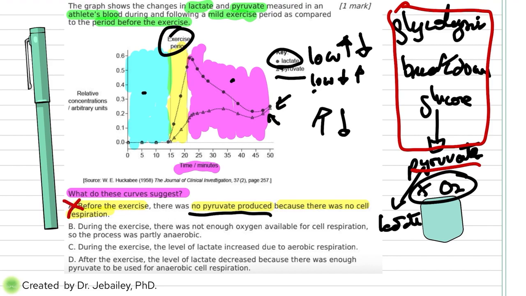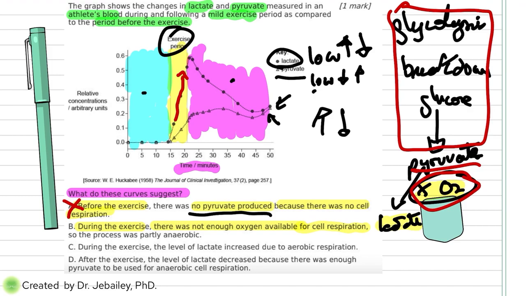B, it says here, during exercise, there was not enough oxygen available for the cell respiration. So that means during this yellow part, there was not enough oxygen for respiration. Would that make sense? Well, for you to produce lactate, what does that mean? You need to not have oxygen. And you can see here on the graph that, yes, lactate is rising a lot, which means there's not enough what? Oxygen.